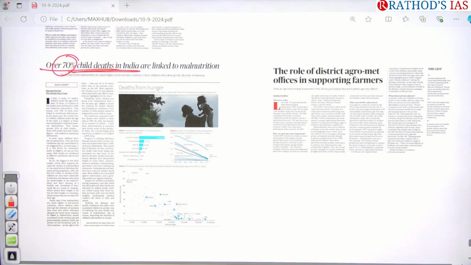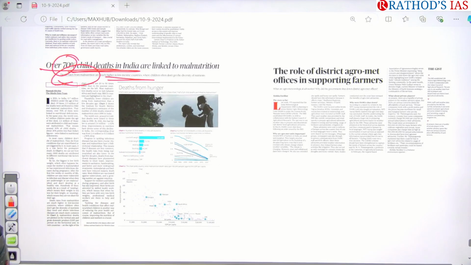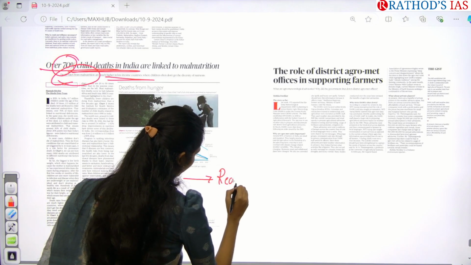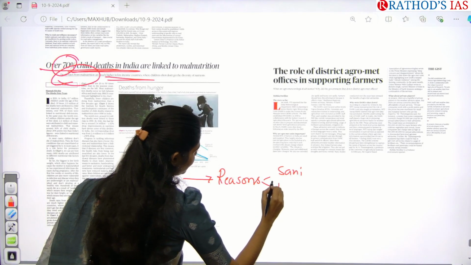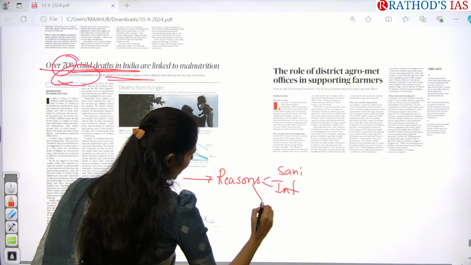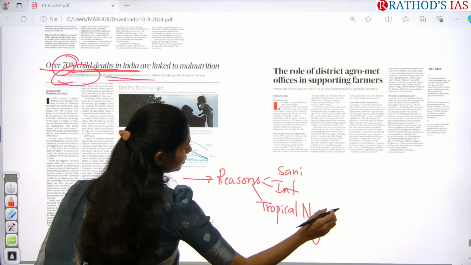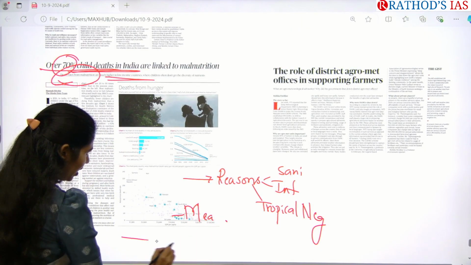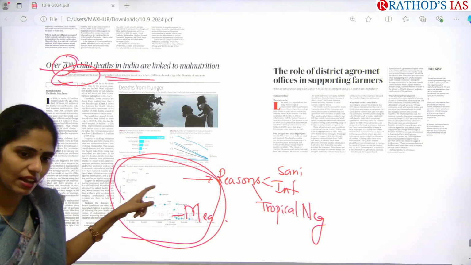to malnutrition. So actually, deaths from malnutrition are very high in low income countries, especially in African countries. So here you have to see what the reasons are, and in these reasons you have to include sanitation, as well as infectious diseases, and also neglected tropical diseases are one important reason. And here you have to see what measures can be taken, and you have to see this graph, and see which country has more deaths.